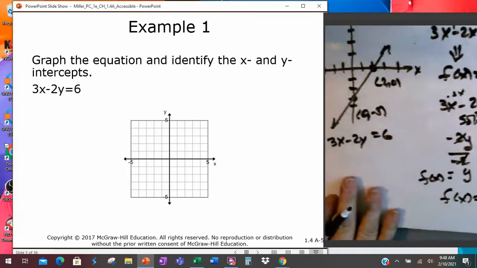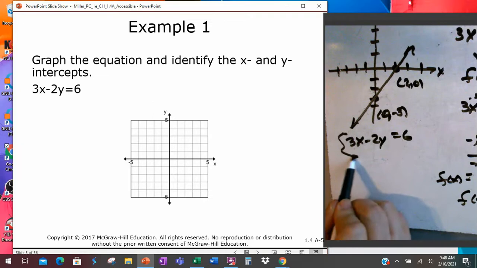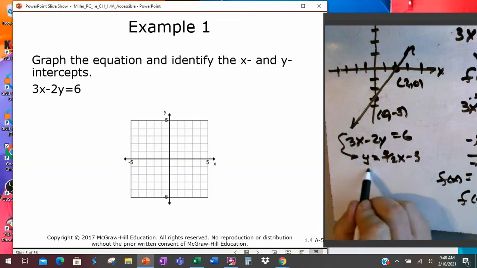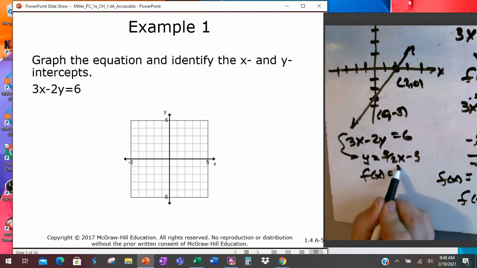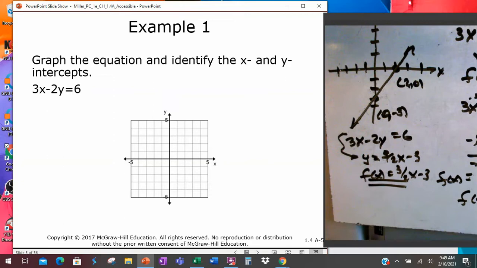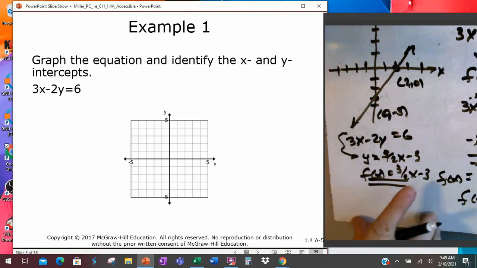Okay, so this equation up here, this line, I could say y is equal to 3/2 x minus 3, or the graph of f of x, 3/2 x minus 3. And the reason I use this notation is to let you know, just by looking at this, that I'm using functional notation. One input, one output. Whatever the input is, I get one output. I'm using functional notation.